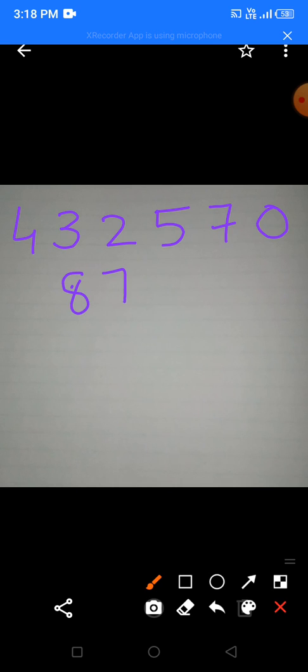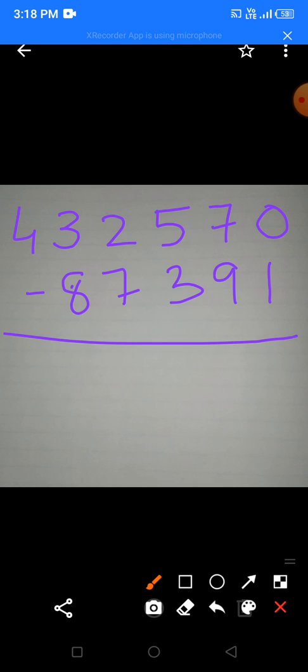The number is 4, 3, 2, 5, 7 and 0. The number is 4,32,570. Okay, and you have to subtract which number? That is 87,391. So children, now you have to subtract this number.